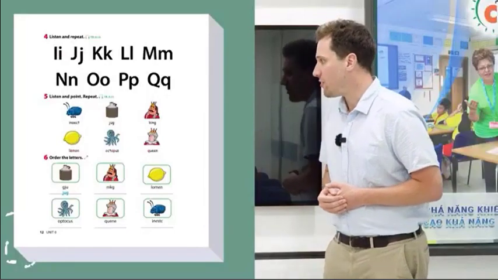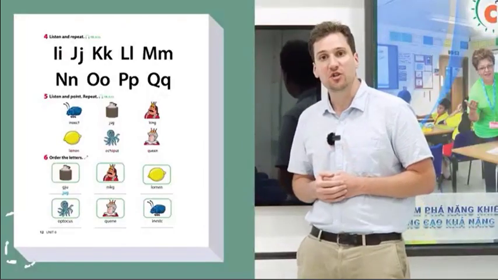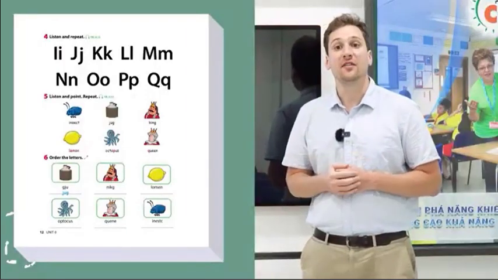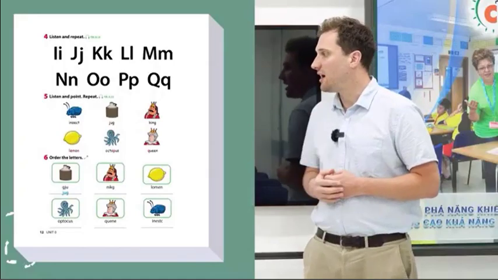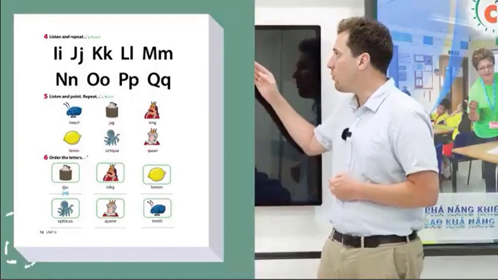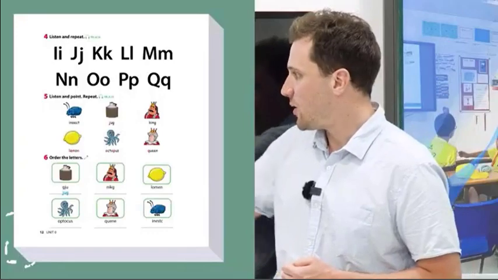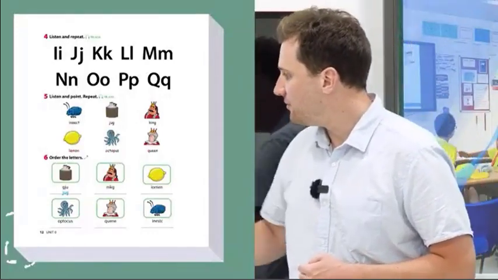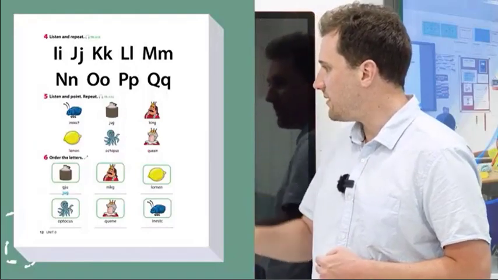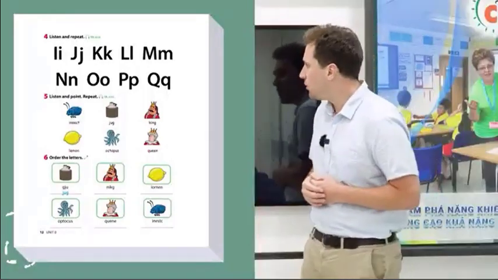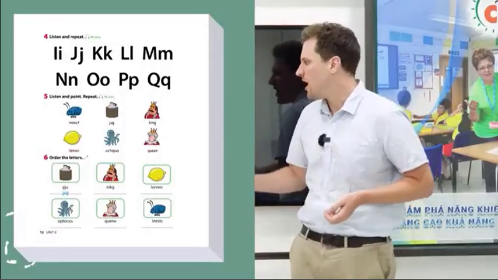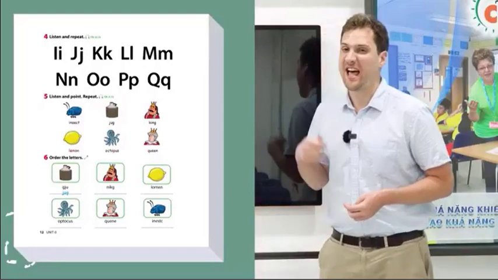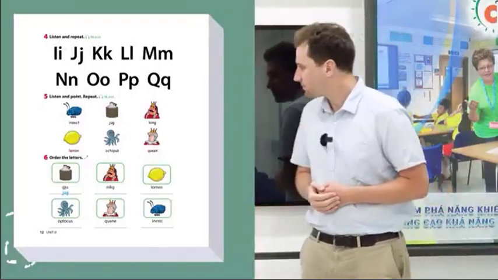Listen, point and repeat. Here the students can point to a picture and say the word. Each picture starts with one of the target letters. So insect, jug, king, lemon, octopus, queen. Some of the words will have the other letters in them as well, like lemon has L, M and N, and octopus has an O and a P in it.